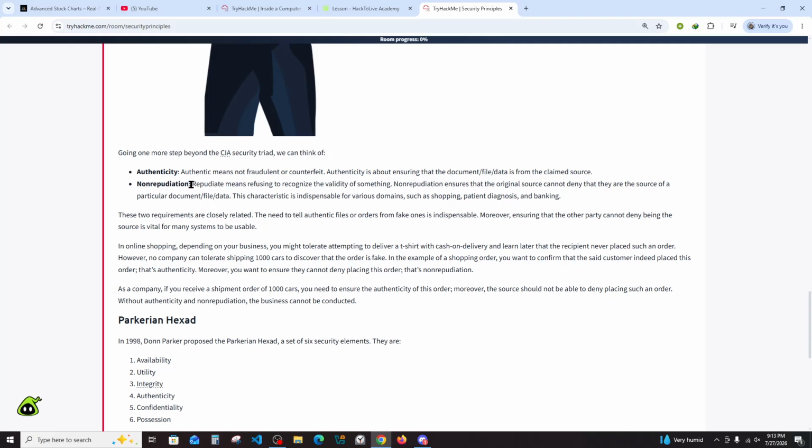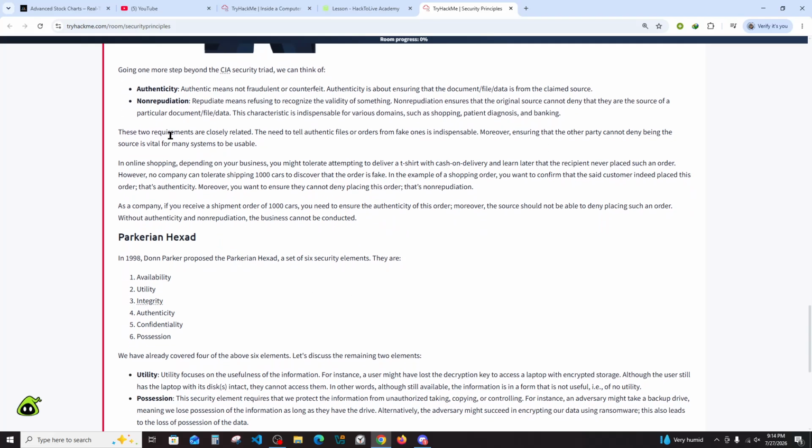Non-repudiation. Repudiate means refusing to recognize the validity of something. Non-repudiation ensures that the original source cannot deny that they are the source of a particular document, file, or data. This characteristic is indispensable for various domains such as shopping, patient diagnosis, and banking. These two requirements are closely related.